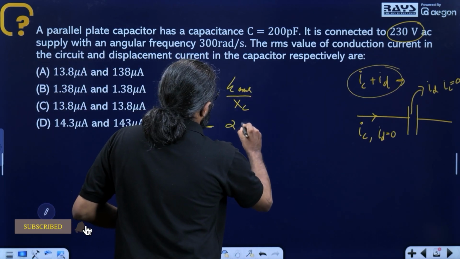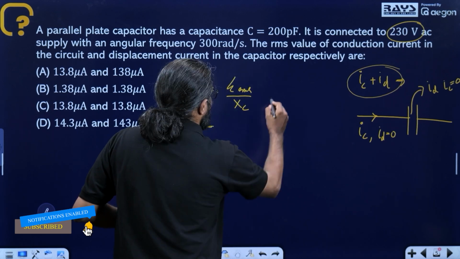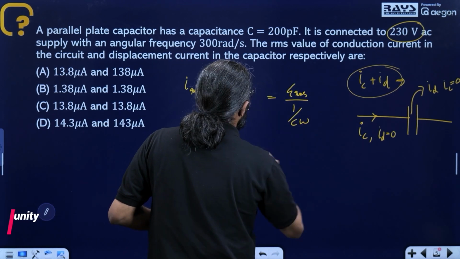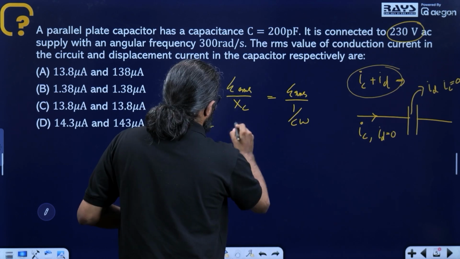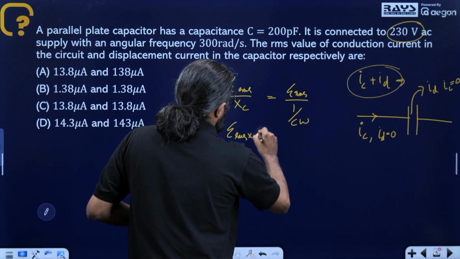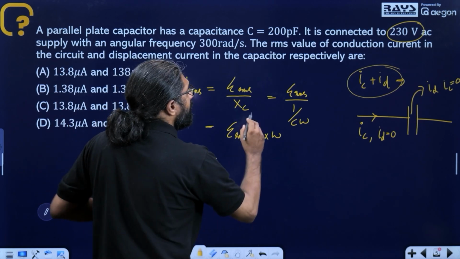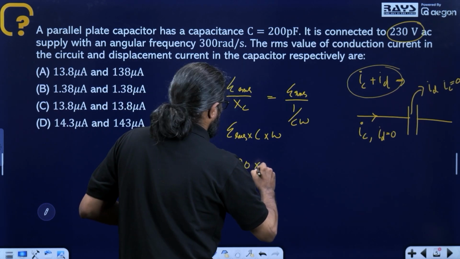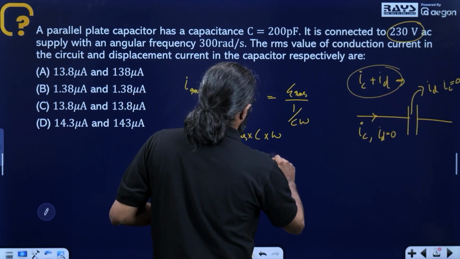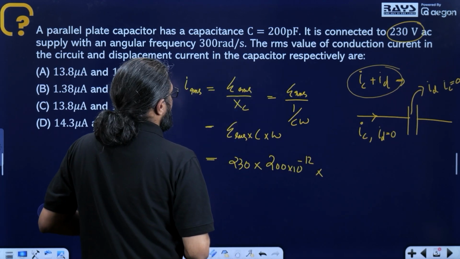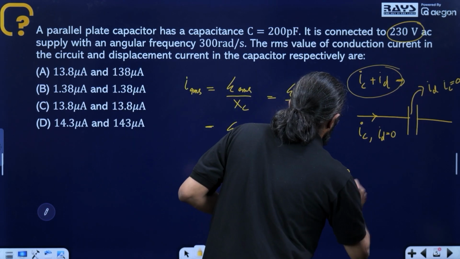Since it is not mentioned here, 230 volt given will be the RMS value. So we have 230, or this actually can be expanded to ERMS divided by 1 by C omega. So basically you have ERMS into C into omega. That is, ERMS will be 230 multiplied with C, which is 200 into 10 raised to minus 12, and omega is 300.